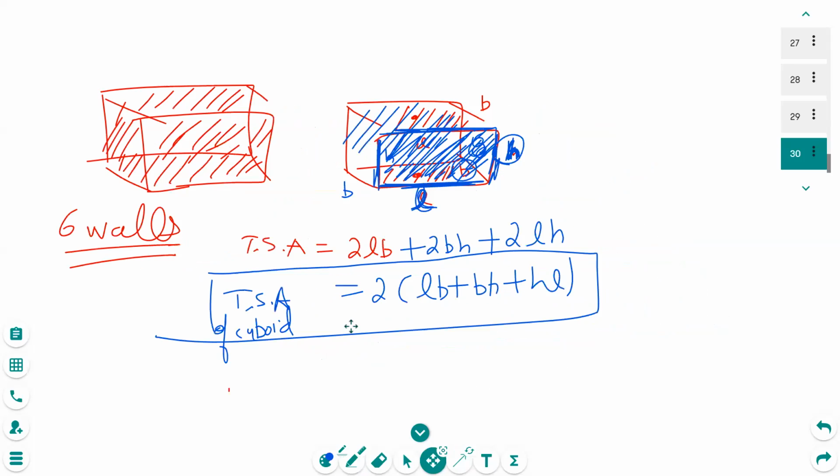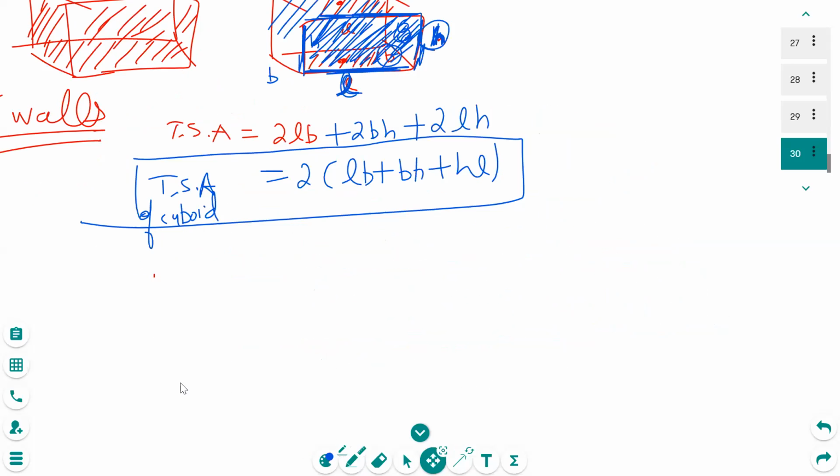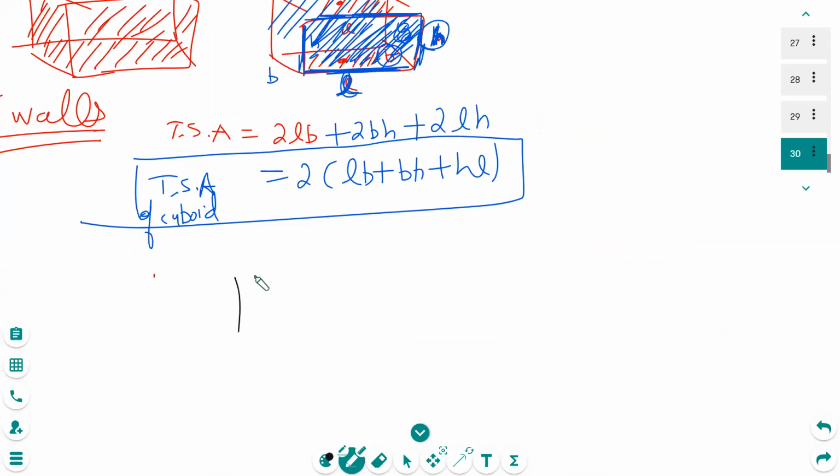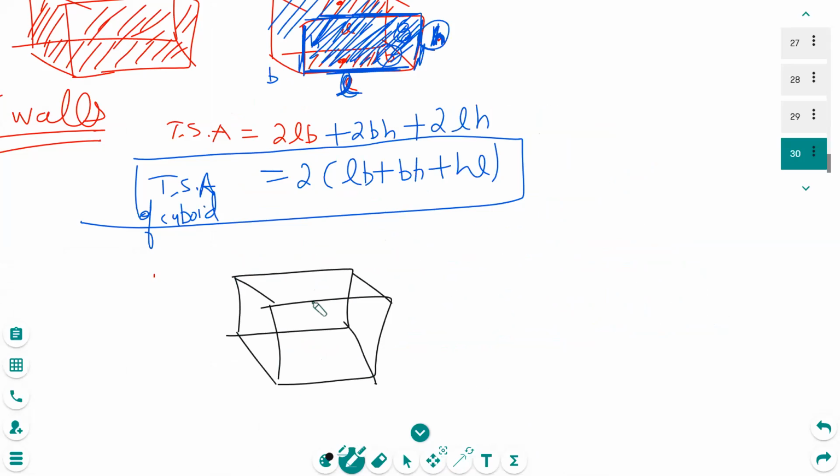Now, if I talk about the curved surface area, what does this curved surface area mean? It is also known as lateral surface area. If I talk about, let's paint the walls only, not the ceiling and the floor. This wall, the back wall, and the front wall, right? So if I go about this, now what will happen? I will not involve the top part, and I will not involve the bottom part.